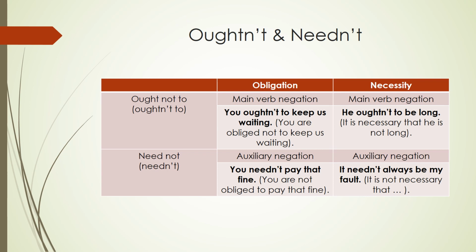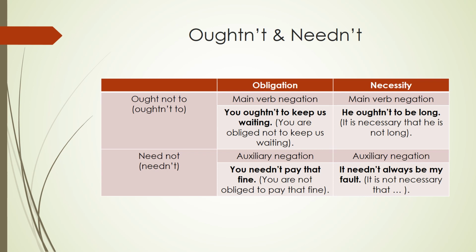So, when I am talking about ought to, in the two meanings, whether obligation or necessity, I am following one pattern, which is what? Main verb negation. Okay, main verb negation. So ought to is going to be kept outside the scope of negation. It is going to be positive, while the main verb is going to be within the scope of negation. So we are having main verb negation.